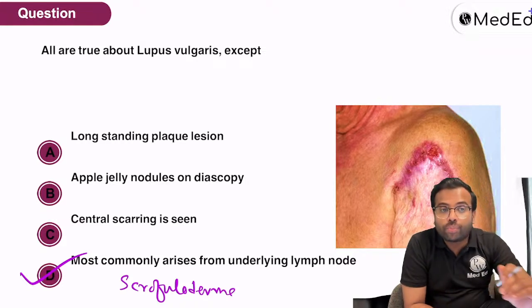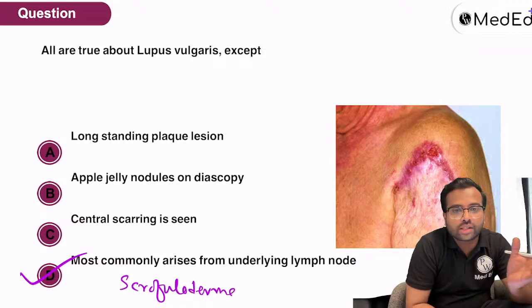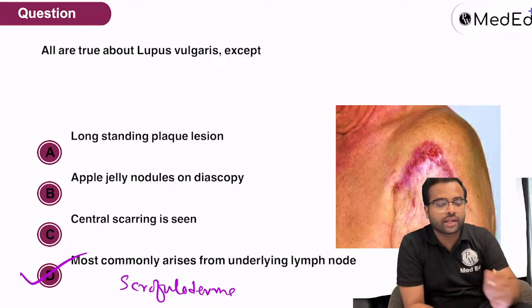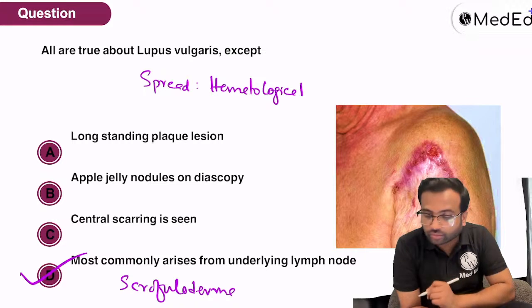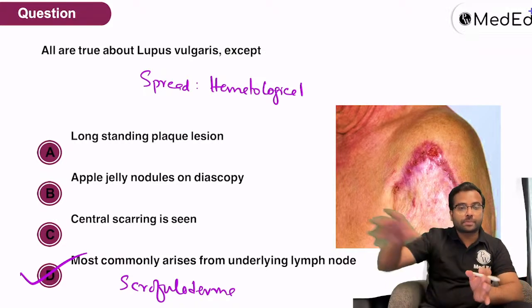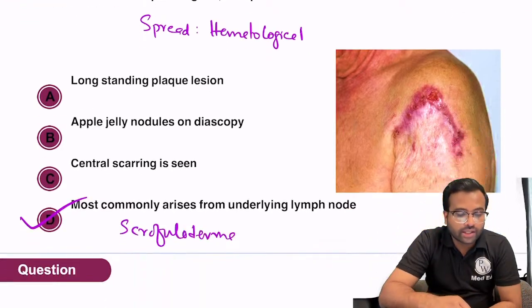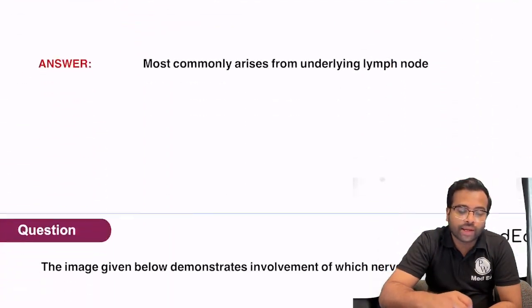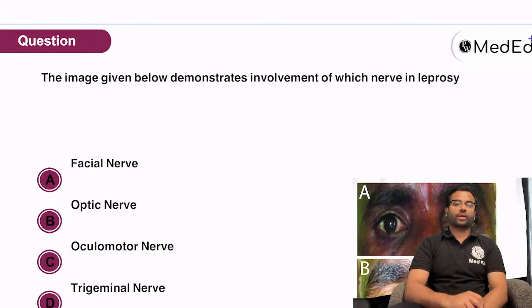Remember, lupus vulgaris, how does it come as an infection to the skin? The spread in lupus vulgaris is going to be hematological spread. It spreads through the bloodstream to the skin. So that is about lupus vulgaris and scrofuloderma. Now let's do this next image.